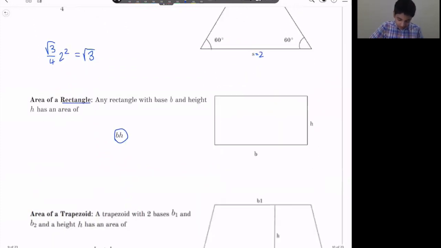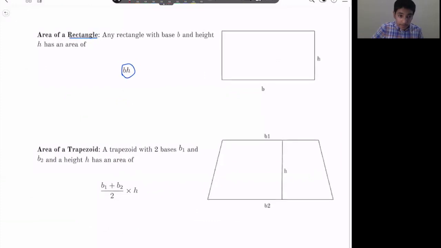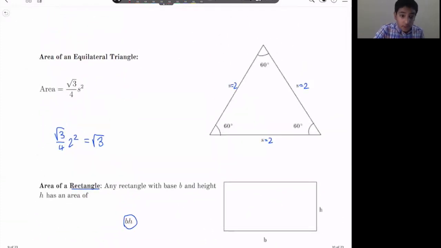Okay, so then I'll move on. And another thing that is also very useful is the area of a trapezoid. I have a question that says, what is the value of S? S is just the side length of the triangle. So if the side length is 2, so this length is 2. So this length, let me draw that better. This length is 2. That's what S is.